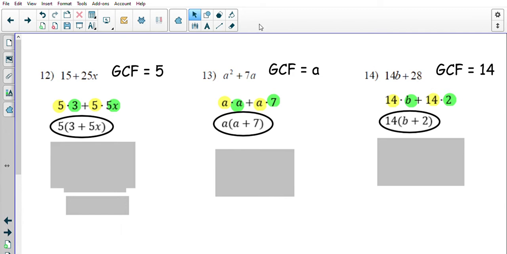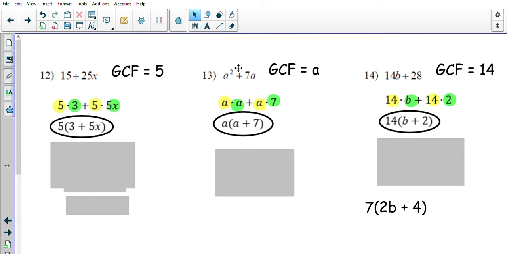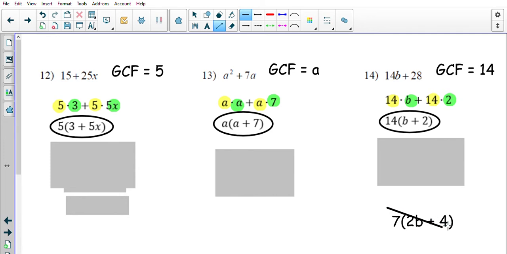If you only take a 7 out, you're going to end up with 7 and then in parentheses 2b plus 4, and you can divide both 2b and 4 by 2. So you would be able to simplify this further. So again, you want to make sure you take the greatest common factor out for it to be factored completely. This, while it's equivalent to what we started with, is not completely factored.